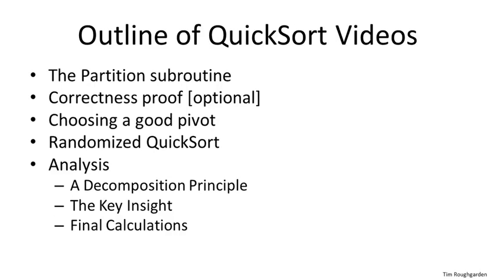In the first analysis video, I'll introduce a general decomposition principle of how you take a complicated random variable, break it into indicator random variables, and use linearity of expectation to get a relatively simple analysis. That's something we'll use a couple more times in the course, for example, when we study hashing. Then we'll discuss the key insight behind the Quicksort analysis, which is about understanding the probability that a given pair of elements gets compared at some point in the algorithm. That'll be the second part. Then there's going to be some mathematical computations just to tie everything together, and that'll give us the bound on the Quicksort running time.